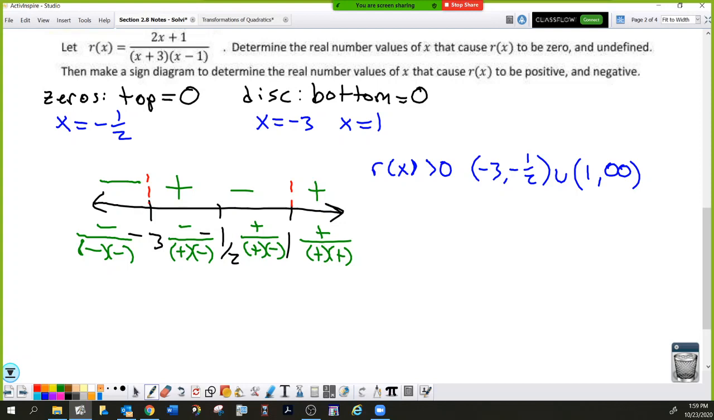So how does this change if I throw an equal to bar on there? Greater than or equal to 0. You put a bracket on the -1/2, and that will be the only thing that changes. You can't bracket a discontinuity. And -3 is a discontinuity. Holy cow, that was loud.